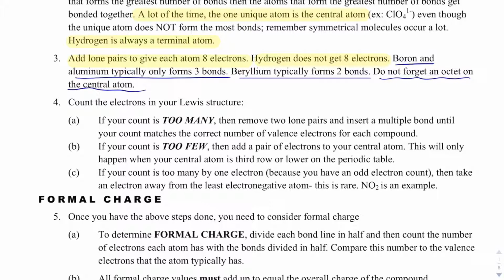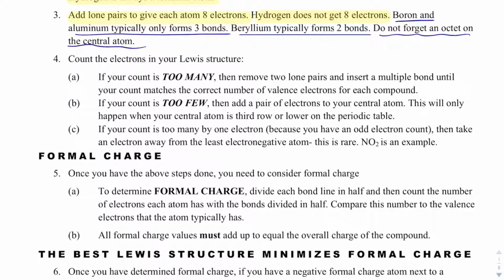Now, if your electron count is too many, then what you're going to do is remove 2 lone pairs total: 1 lone pair from your central atom and 1 lone pair from a terminal atom. And then you're going to add a multiple bond in between those atoms, and you're going to do this until your count matches the correct number of valence electrons for each compound.